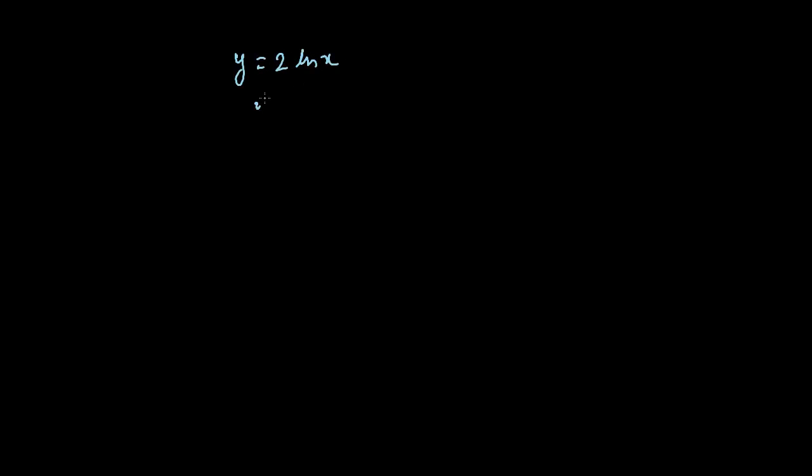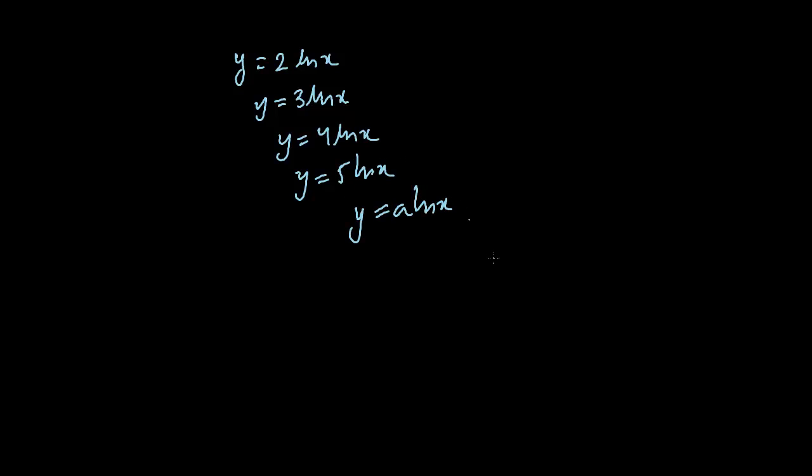On the other hand, if we have a coefficient in front of ln x, for example 2 ln x, or 3 ln x, or 4 ln x, or 5 ln x, and on and on, so we have the format of y equals a ln x, it would not be visible in the sketch that we do. So that means in all the cases, our sketching would be like this. This is the sketch. It would pass through the point 1, and whatever changes there are in the sketch, it would not be visible in the rough sketch that we have.